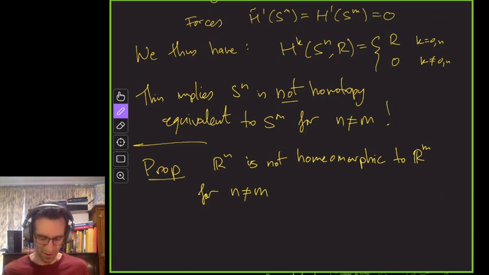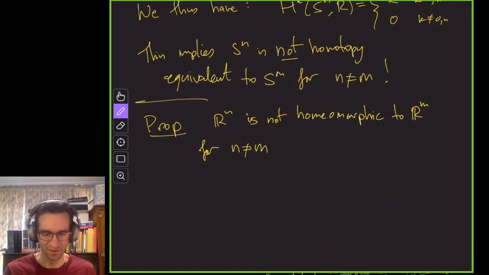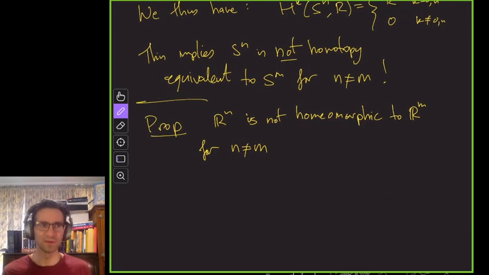We know that Rn and Rm are not linearly isomorphic, they're not isomorphic as vector spaces. But what if you had some weird non-linear, non-differentiable map? It's not obvious that there isn't such a thing. There are many, many continuous maps which are awful. I mean, there's a continuous surjection from R1 onto Rn for every n.